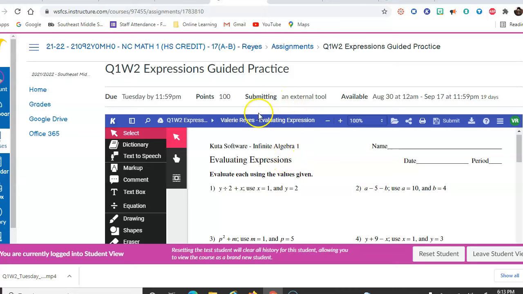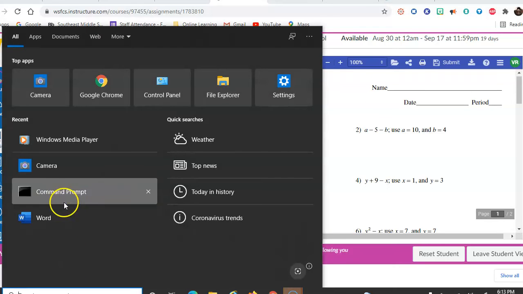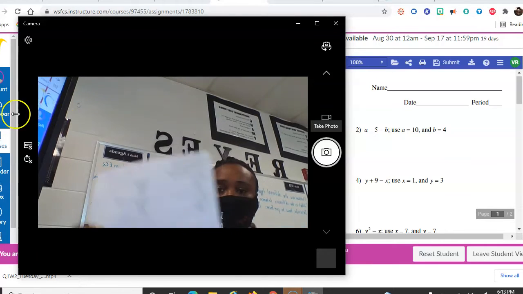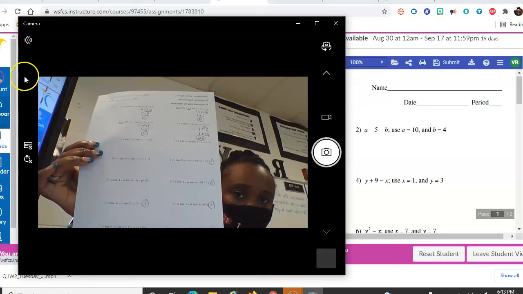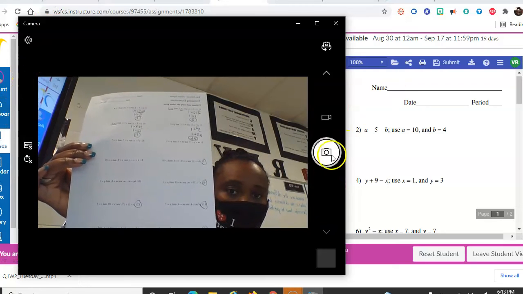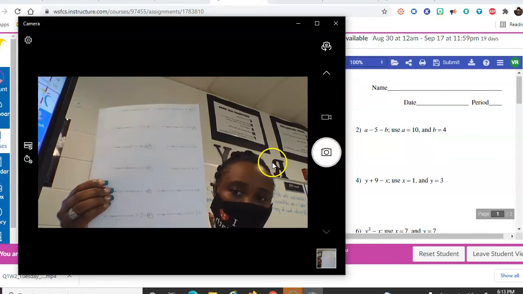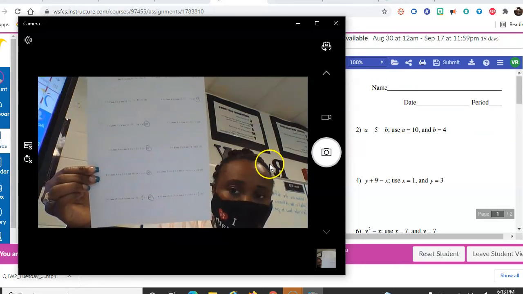All right. So now this is how you're going to upload or submit today. You're going to go to your camera. I pull my camera up, take a picture of the front side. Please make sure I can see it real good. Take a picture of the back side. Make sure I get everything. Make sure my fingers aren't covering my work.